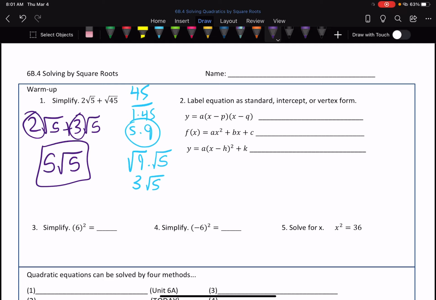Now let's look at problem 2. It says label equations as standard, intercept, or vertex form. The first one we have has our 2 parenthetical expressions. So it has a multiplied by x minus p multiplied by x minus q. So that is our intercept form. The next is just in standard form because you have ax squared plus bx plus c. And the last one, a multiplied by x minus h squared plus k, is our vertex form.